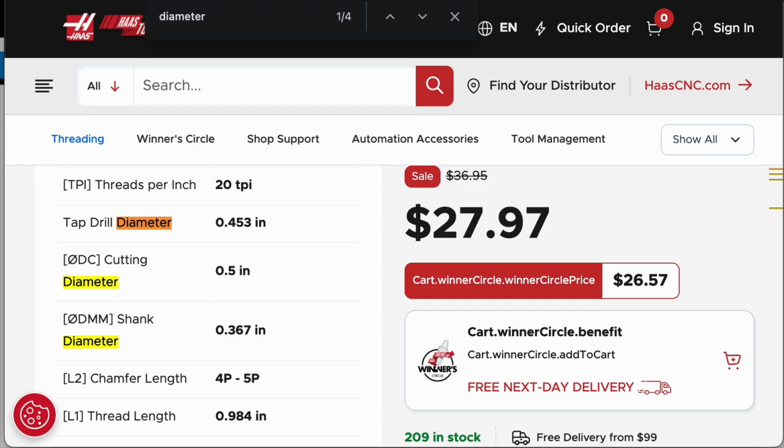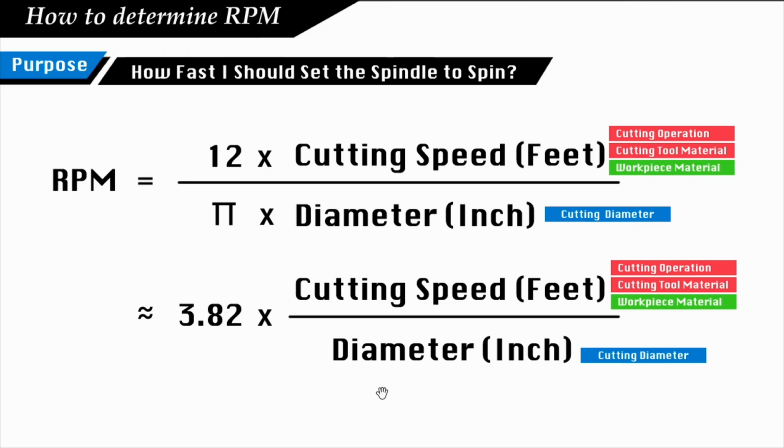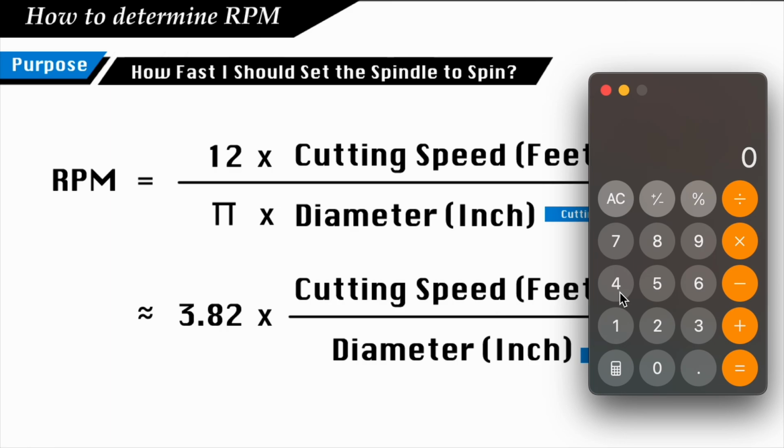Perfect. Let's go back to our formula. We also know the diameter here, 0.5. Then let's do the calculation. Cutting speed is 100, and then let's divide it by diameter, 0.5, and then times our 3.82. And this is the final speed we should use. 764 is our RPM we should set for our drilling operation.